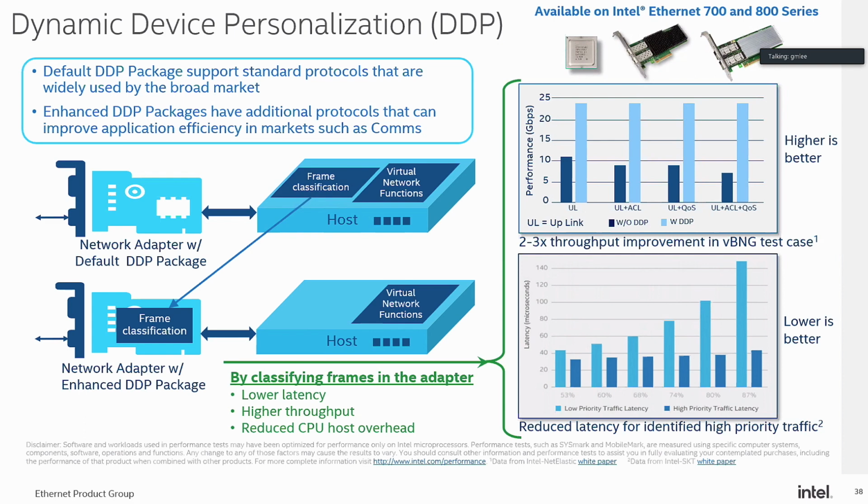What they're doing is classifying packets as high priority and lower priority, and the high priority packets get dedicated queues and so forth, and so they see much lower latency for the high priority traffic than the low priority traffic, and I'll explain more on what that looks like on an upcoming slide.